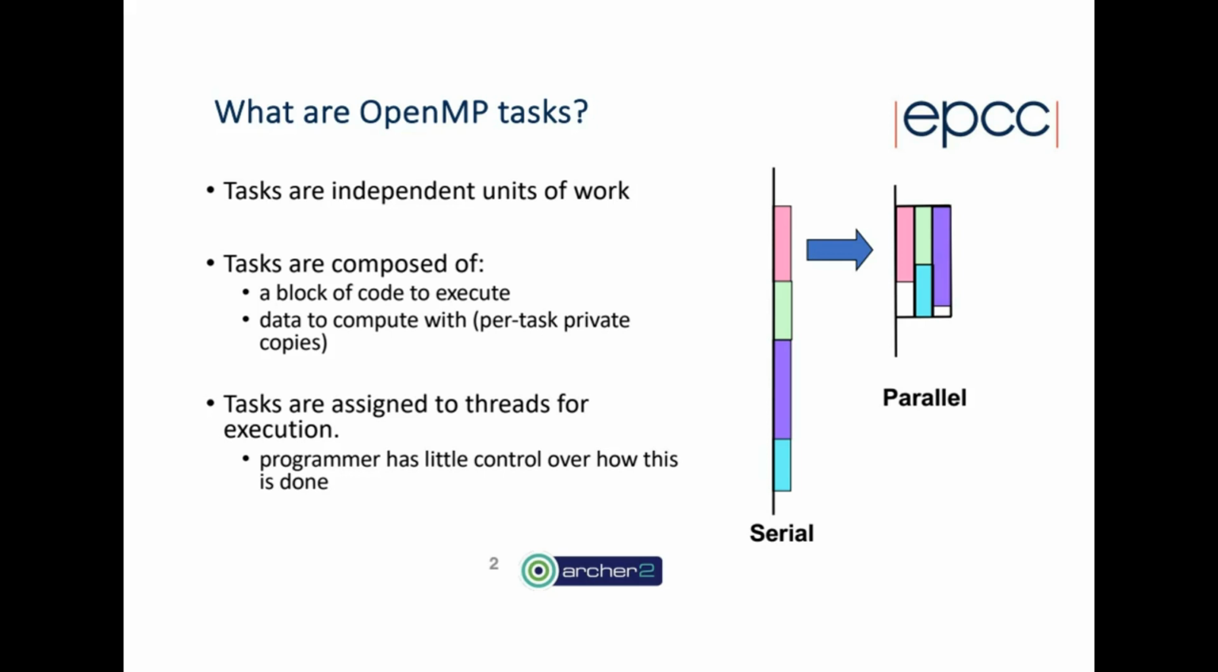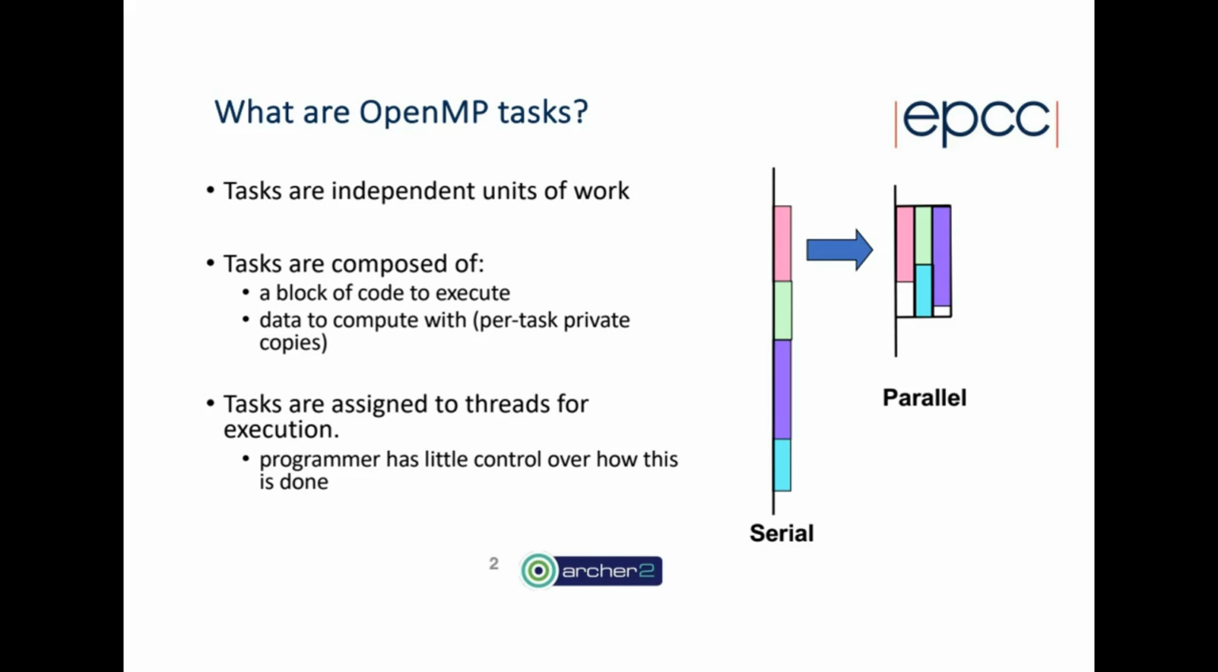What's going to happen is, as a programmer, we identify the tasks, the blocks of code that can be executed in parallel, and potentially the private data per task to compute with. But then the runtime is going to assign the tasks to threads for execution. As programmers, we have very little control over how that is done. That's really down to the runtime to decide.